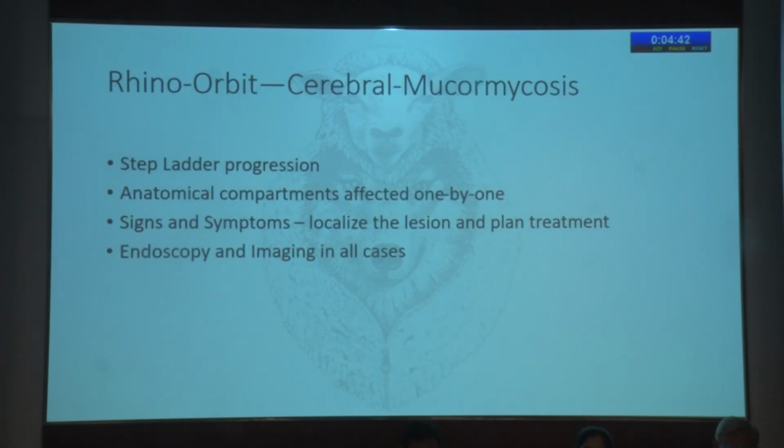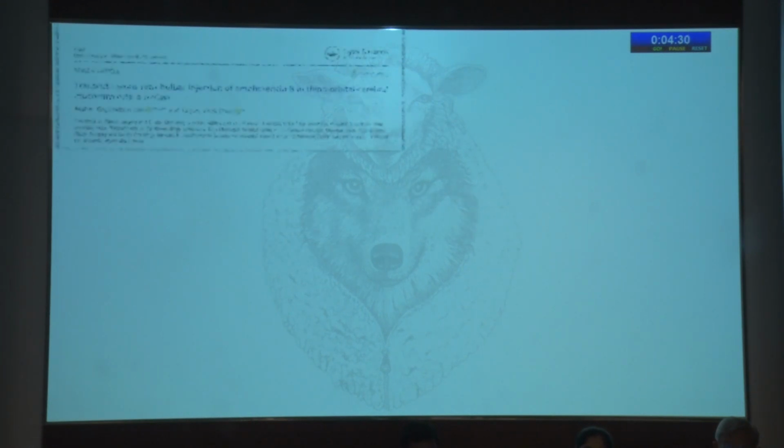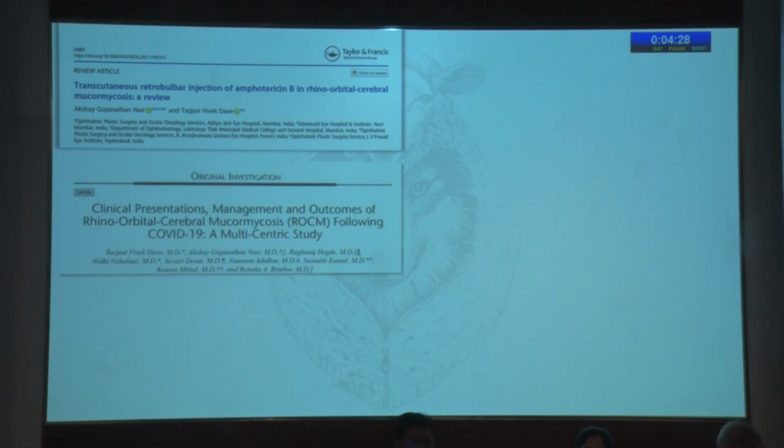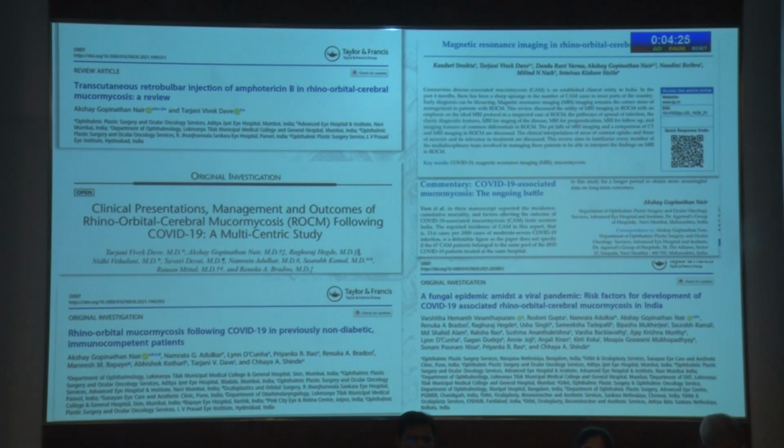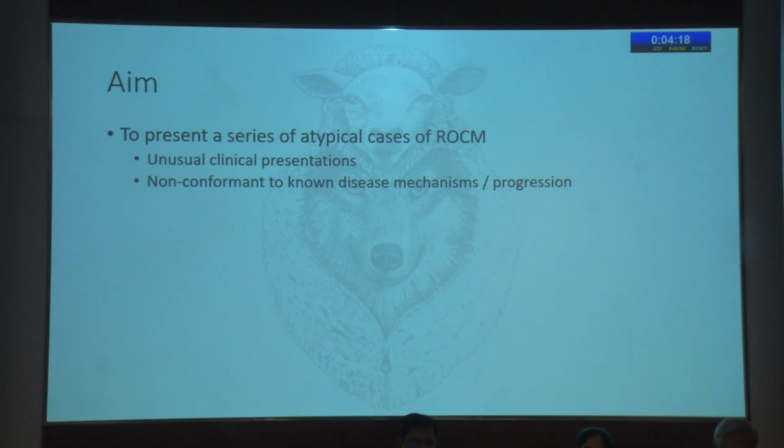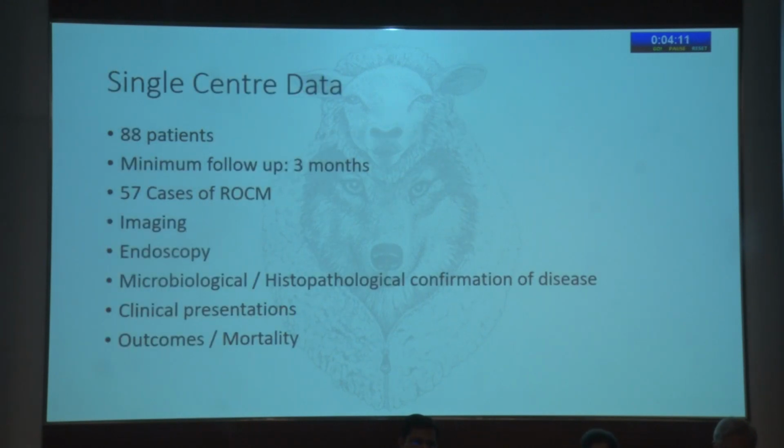So we know that it is a stepladder progression with anatomical compartments that get affected one by one. Signs and symptoms help us to localize the lesion and plan the treatment with endoscopy and imaging in all these cases. The authors of this paper have written over 8 papers on mucormycosis with the largest series of follow-up of over 6 months. In our series, we've noticed that there have been some atypical cases, which is what we aim to present today, which are non-conformant to known disease progression patterns.